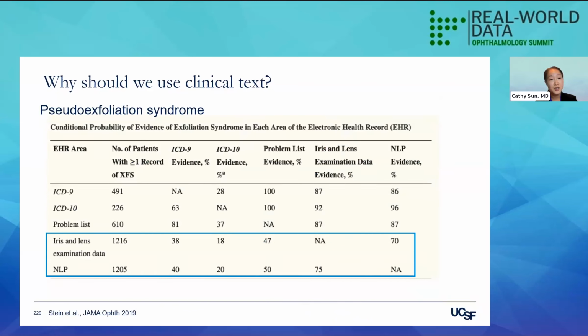In ophthalmology, Dr. Josh Stein and his group looked at pseudoexfoliation syndrome, and they found that using exam data and clinical notes, they were able to identify almost twice as many patients than using ICD-9 or ICD-10 codes alone.